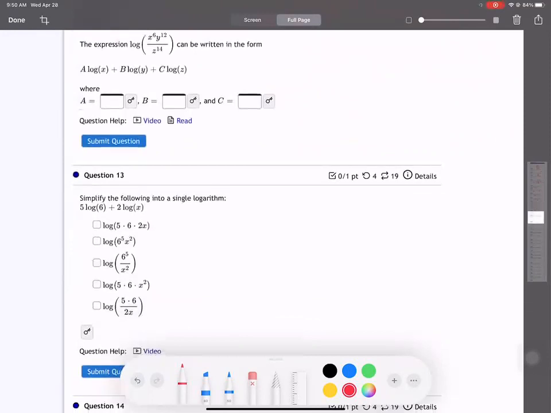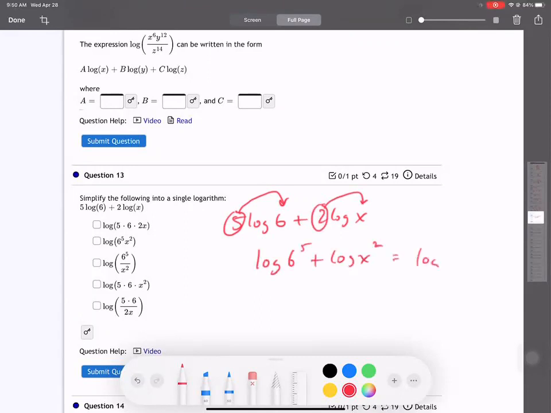Now 13 is going backwards. So if I see this 5 here, log 6 plus 2 log x, this 5 here is really an exponent. This 2 here is really an exponent. So if I rewrite it as log 6 to the 5th plus log of x squared, then we can combine it. If I see a plus, that means we're multiplying: log of 6 to the 5th times x squared. Okay.